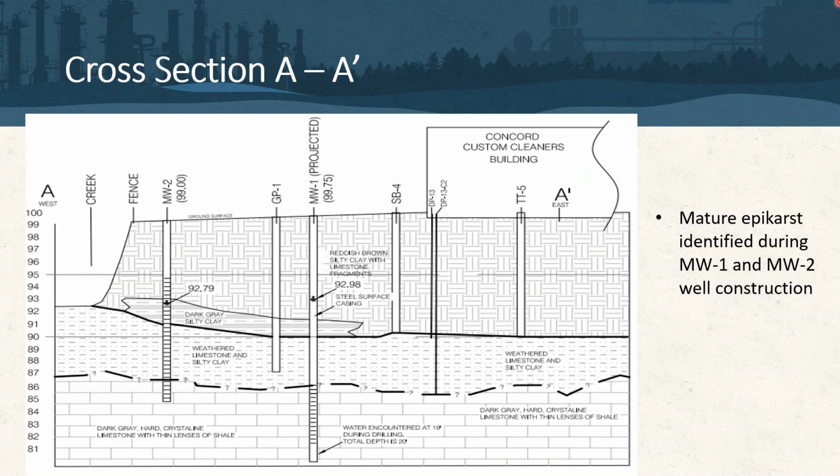Looking at the left cross section that we saw in that photo, which is roughly to the north, in the map we saw on the last slide, north is to the left of the page. Here on cross section A to A prime, identified through the geological logging and follow-up assessment work prior to the remediation, is a mature epikarst located and identified during the installation of monitoring well 1 and monitoring well 2, as we see here in the central part of the cross-sectional view. As we move to the south to cross section B to B prime, which is the next slide, Derek, please.